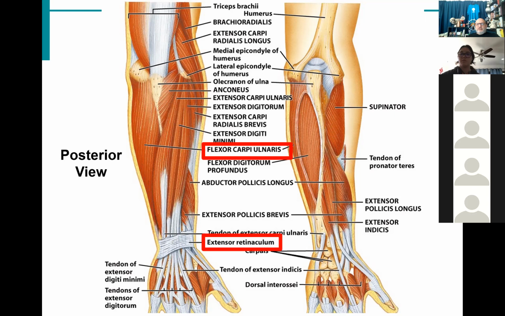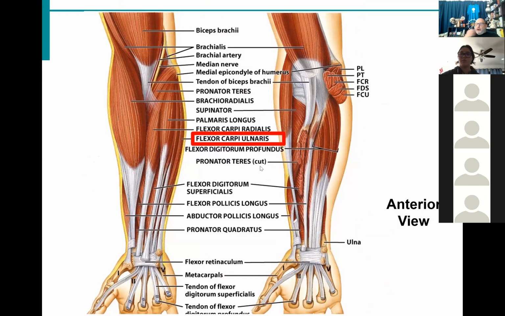So notice when we switch to our anterior view, again, we don't see much of its belly. Its belly is much more on the back of the hand. But what we clearly see is its tendon coming in front of the styloid process of the ulna. There's the ulna and its styloid process. This comes to the front of it. So it is our flexor carpi ulnaris.